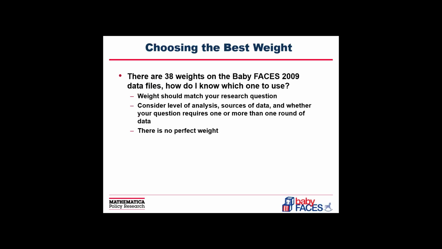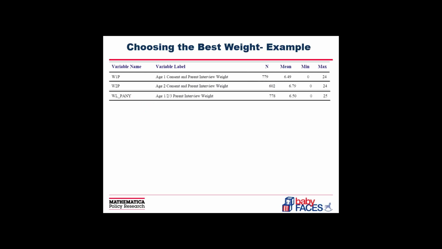There are 38 weights on the Baby Faces data files. When choosing a weight, you should consider your level of analysis, sources of data, and whether you need to work with more than one round of data. This list of weights is a small sample from the codebook for the Cohort 1 constructed variables file. Generally speaking, the second character in each weight corresponds to age, and the third character corresponds to the data source.